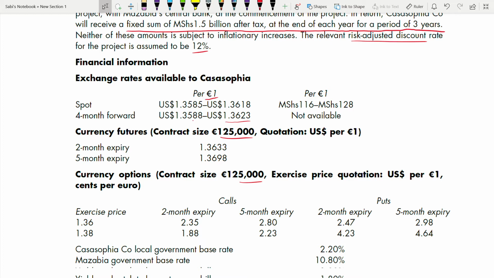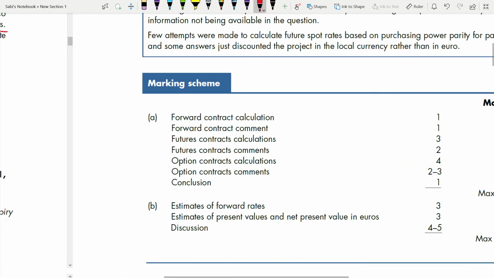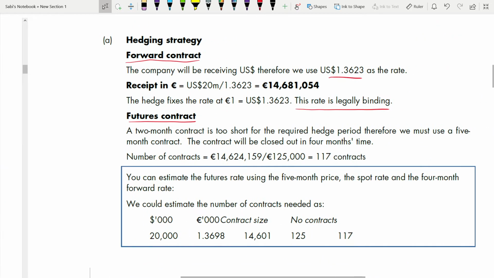So we have to choose the second one, 1.3698. So we are going to go for the 5 month expiry. That you need to write. A 2 month contract is too short for the required hedge period. Therefore, we must use a 5 month contract. The contract will be closed out in 4 months' time. You need to write this statement. And the number of contracts we have to find.